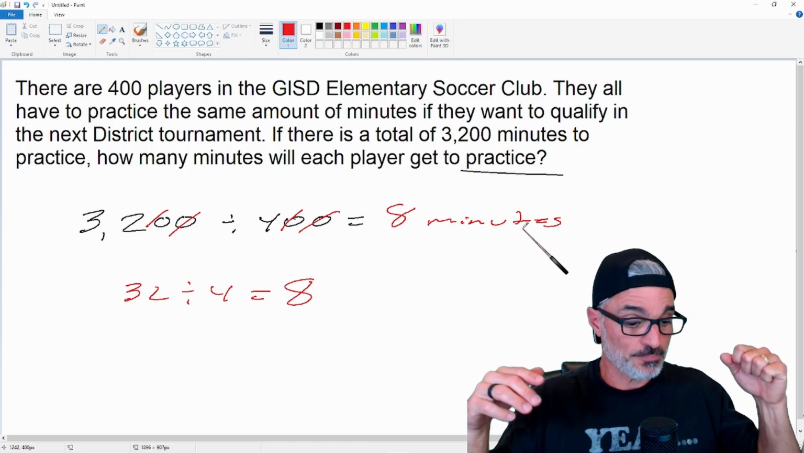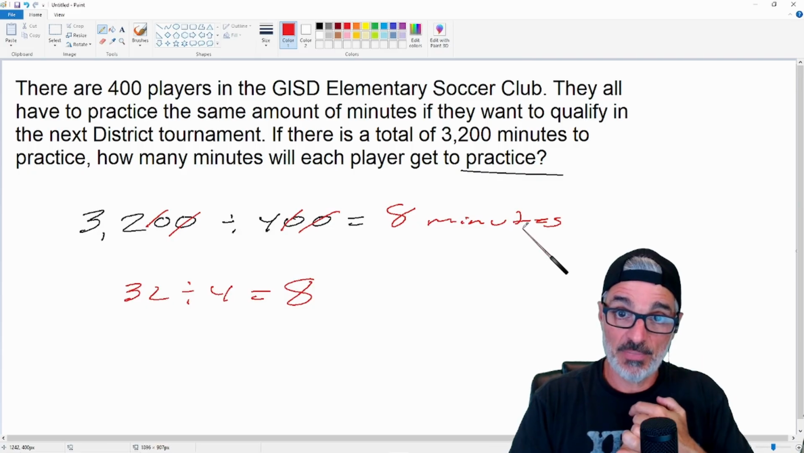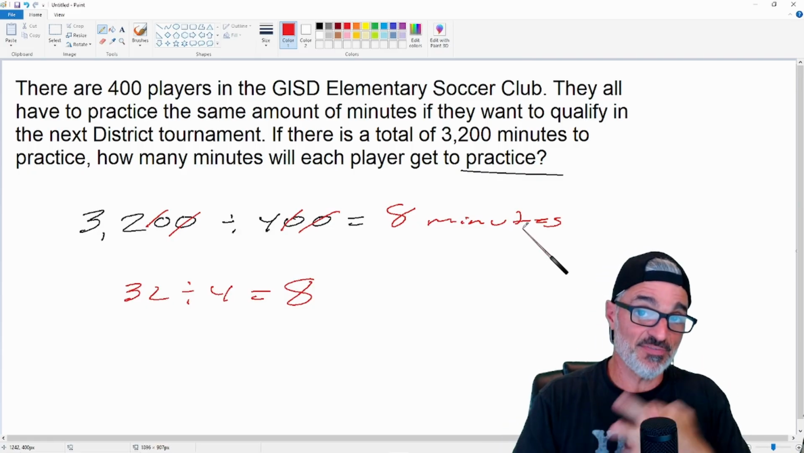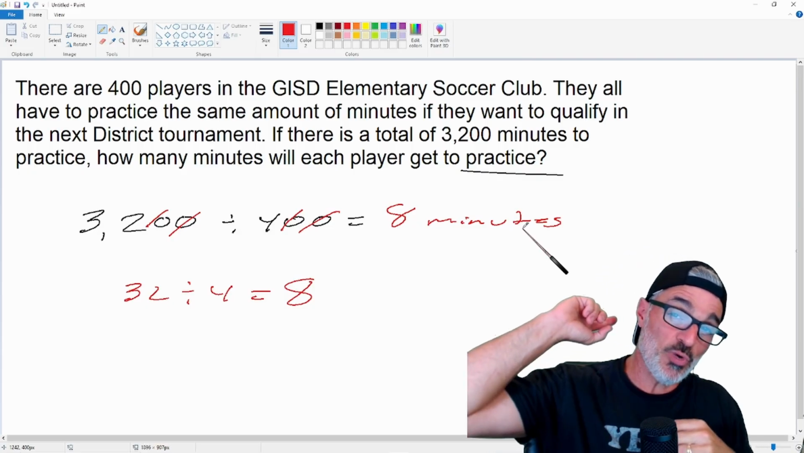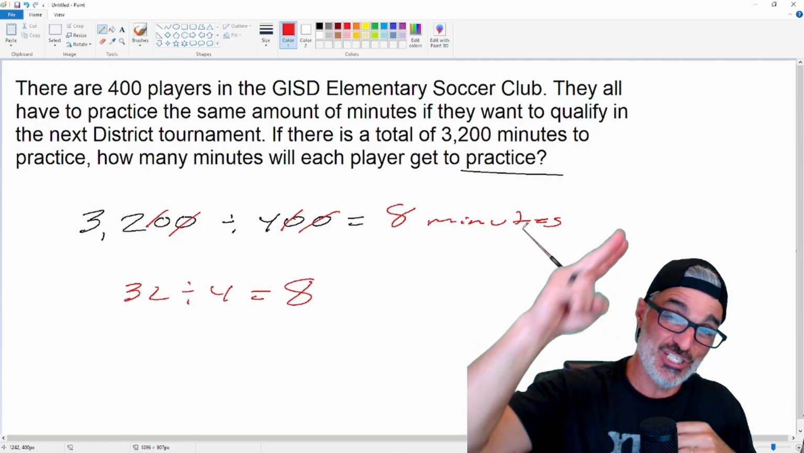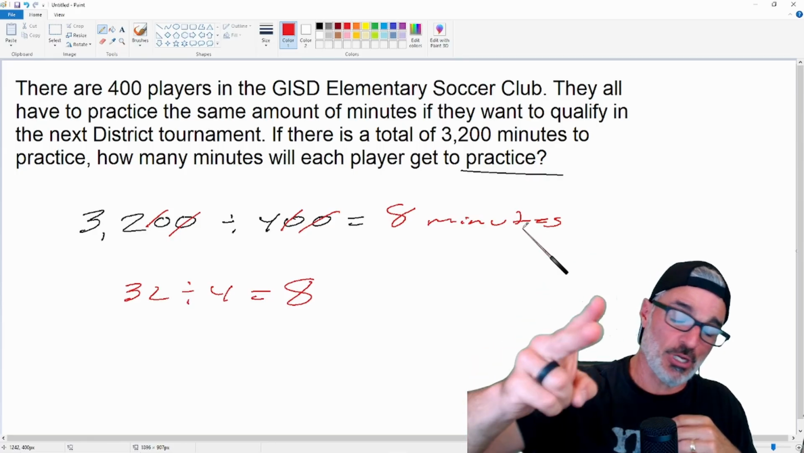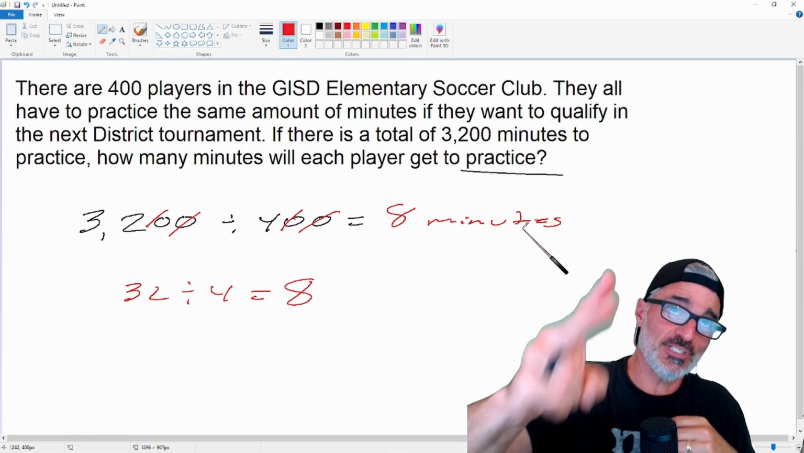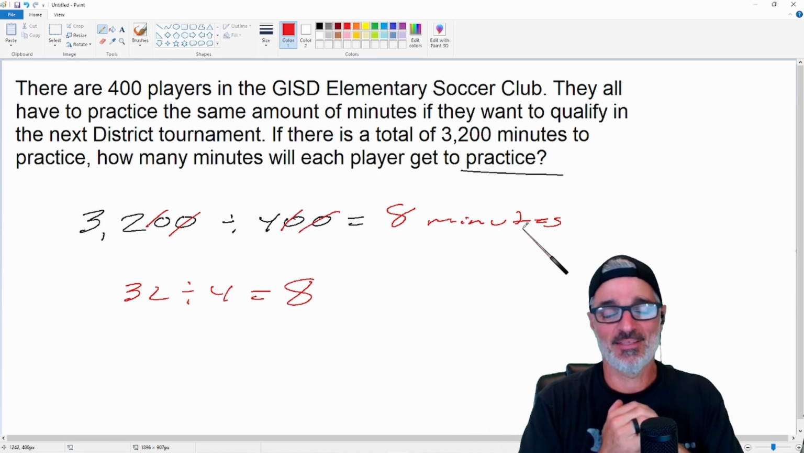All right, so now you know how to multiply by multiples of 10 and how to divide by multiples of 10. In the next video, we are going to tackle two-digit division, two-digit divisor division, okay?